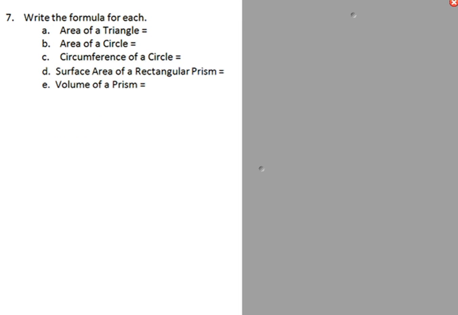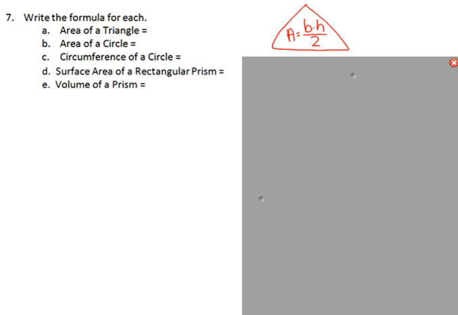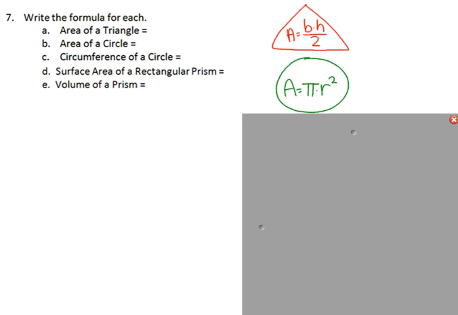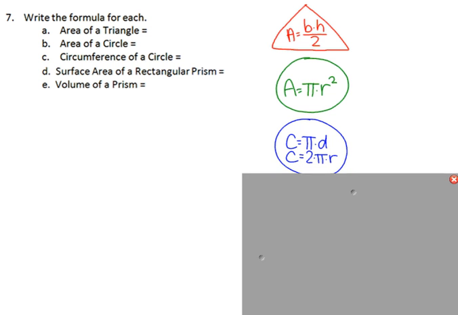Number 7 is a check on your formulas. You will need to have these formulas memorized. So if you need to make flashcards or quiz a friend with them, go ahead and do that. Area of a triangle is base times height divided by 2. Area of a circle is pi times radius squared. The circumference formula, there are actually two. You have pi times diameter and you have 2 times pi times radius.